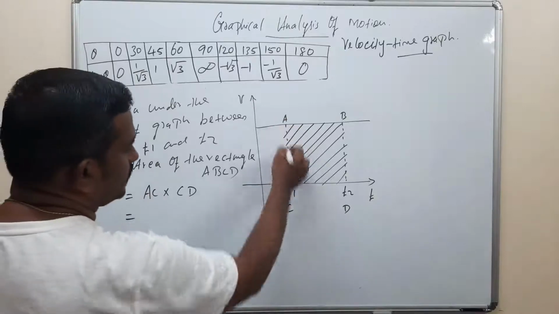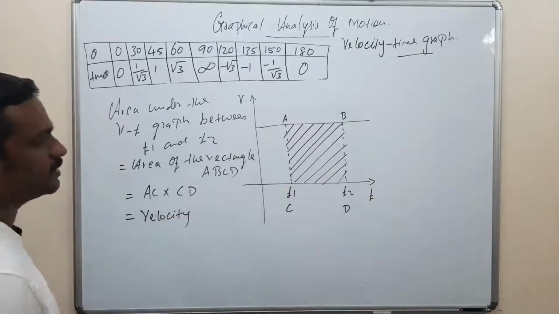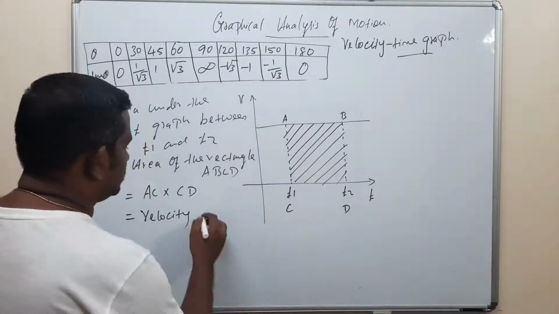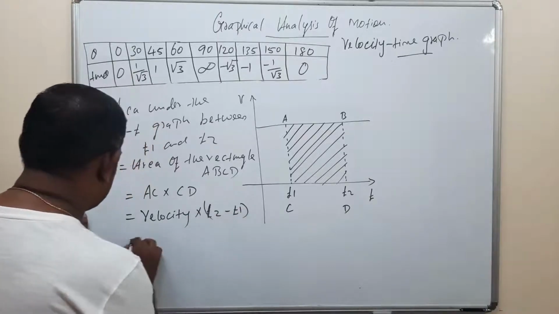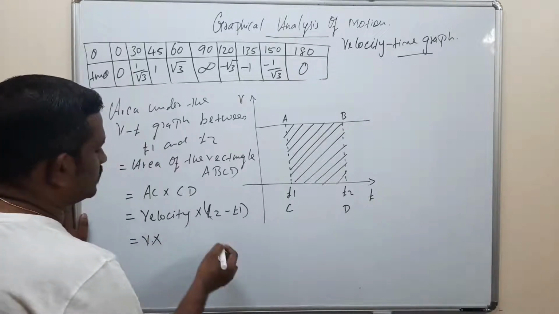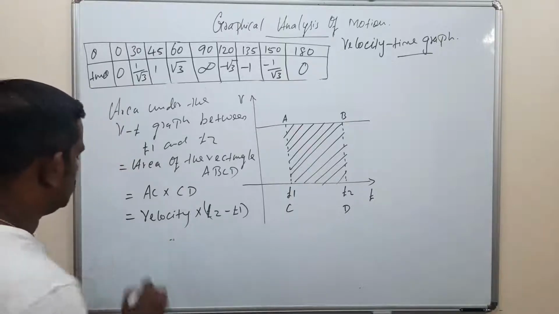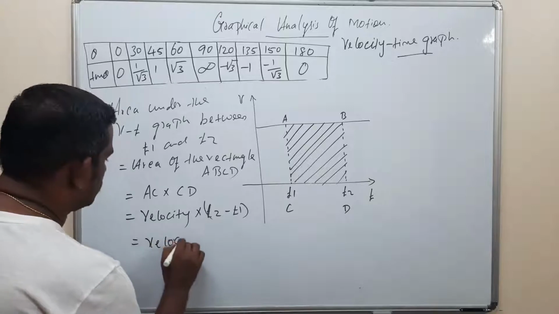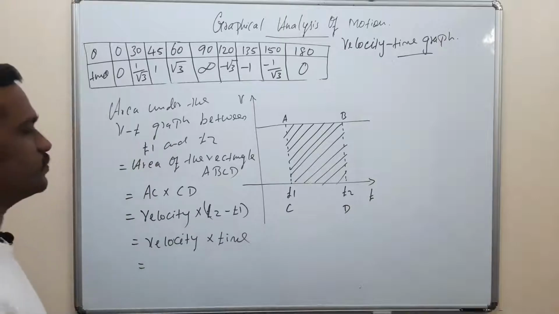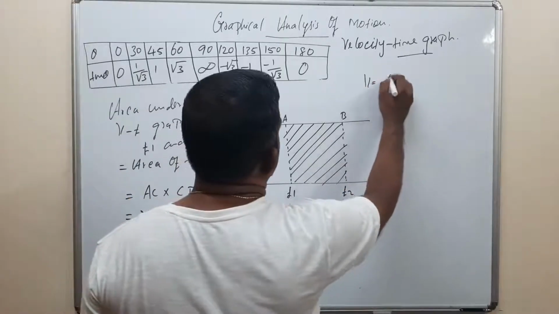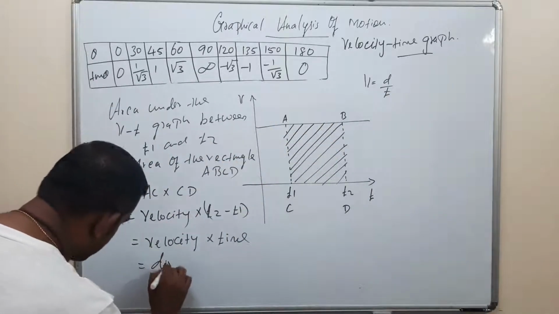So what is AC? That is velocity V. What is CD? That is T2 minus T1, that is time. So that is equal to velocity into time. We know the relation, velocity is equal to displacement by time. So velocity into time is equal to displacement.